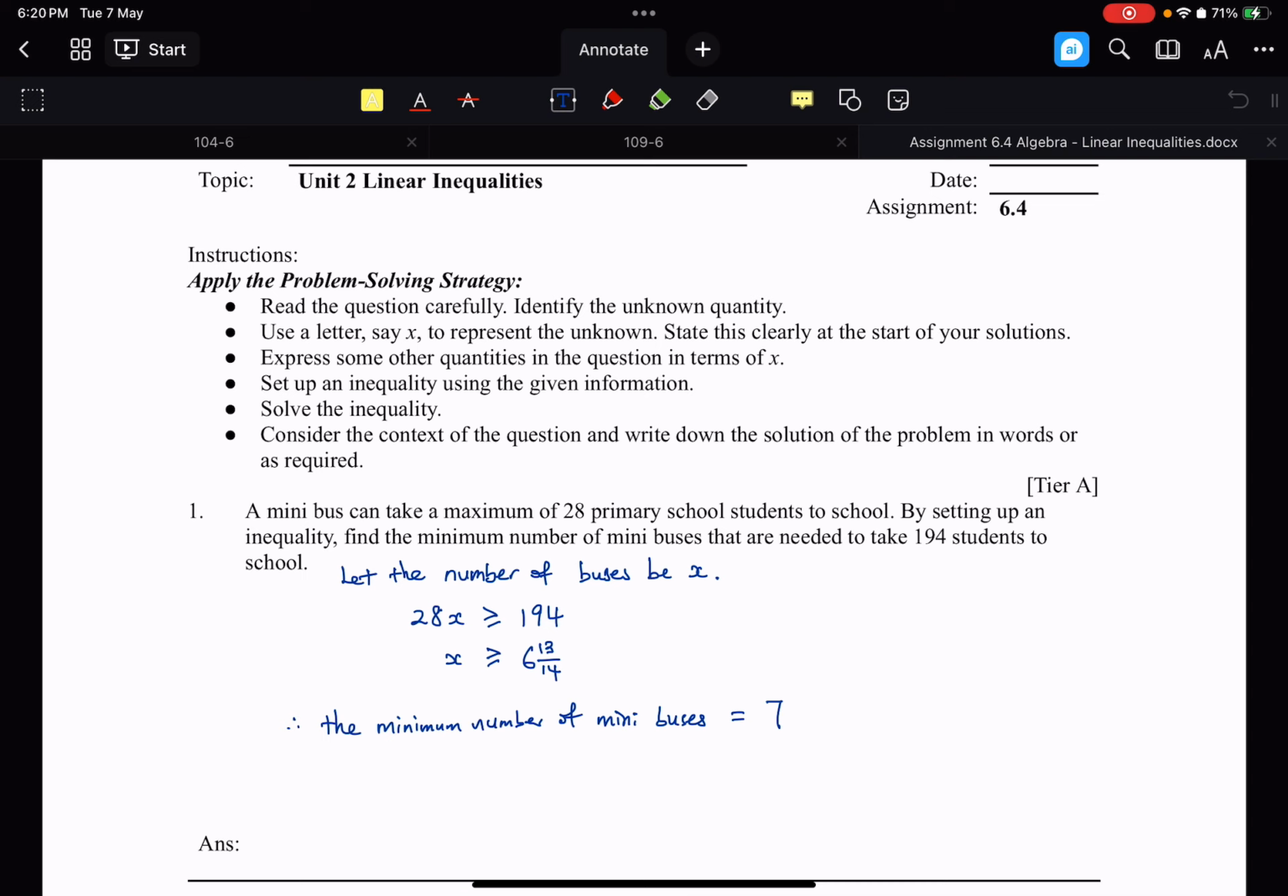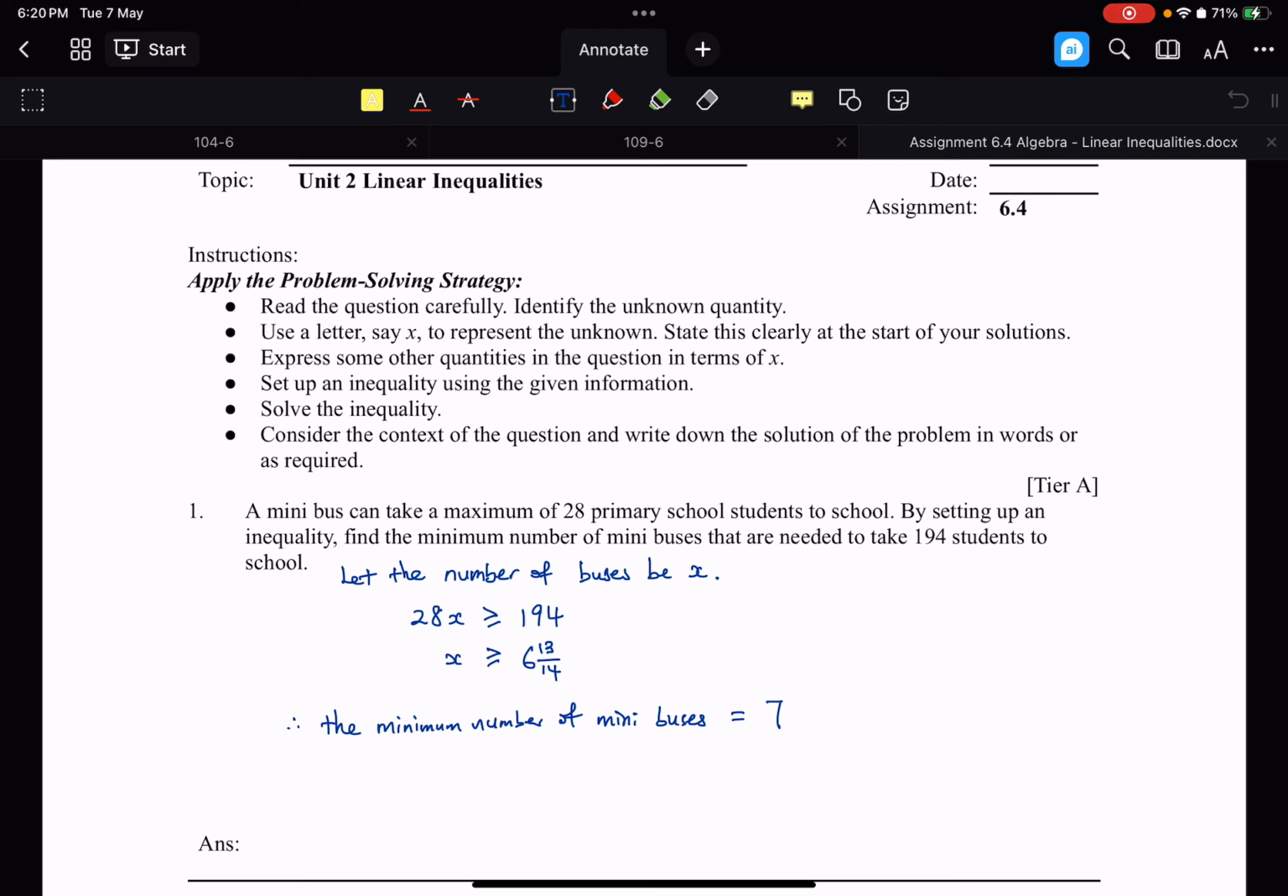This time round we will continue looking at linear inequalities but in a context, right? So real life examples or word problems. So here we have a situation where a minibus can take a maximum capacity of 28 primary school students. By setting up an inequality, find the minimum number of minibuses that's needed to take 194 students. So there are 194 students.